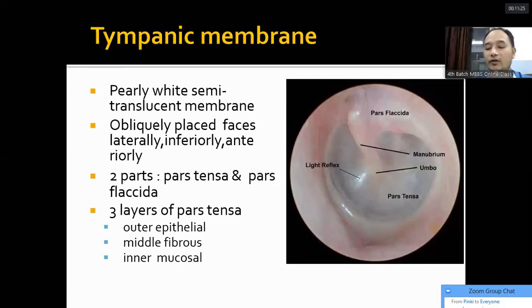It has two parts, the pars tensa, a tense part, and the flaccid part, pars flaccida. This is pars flaccida, this is pars tensa. In pars tensa, there are three layers, as we discussed in the embryology of development of the middle ear: the outer epithelial layer, the inner mucosal layer, and the middle fibrous layer. This is the otoscopic picture of the left tympanic membrane.